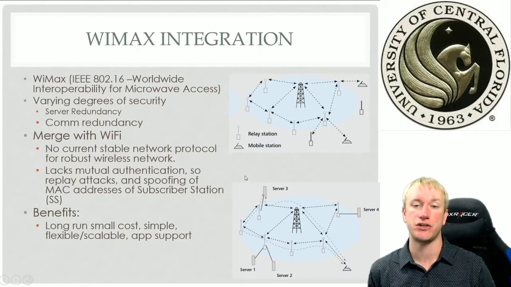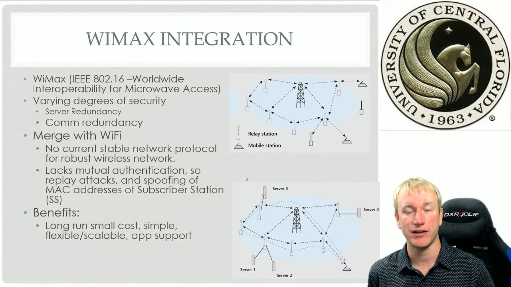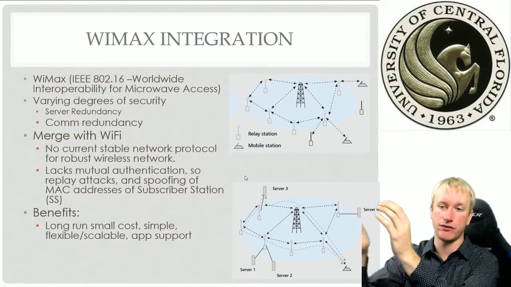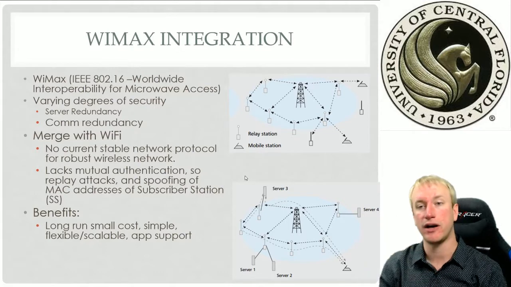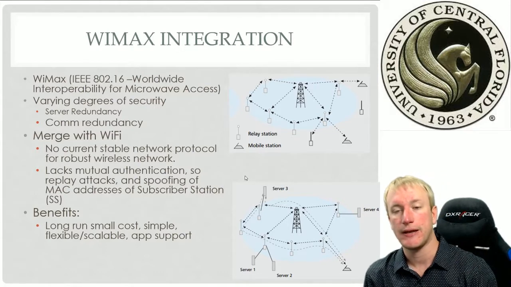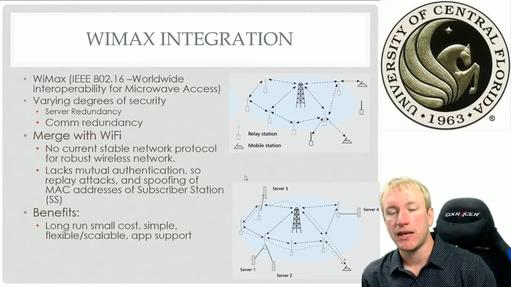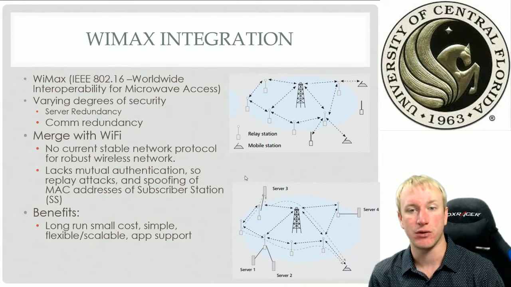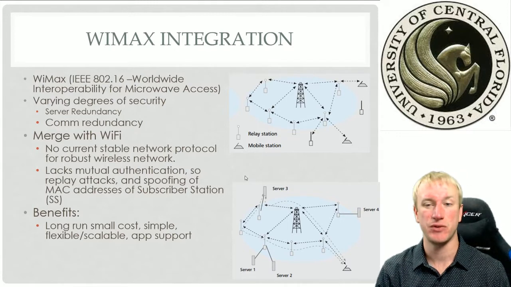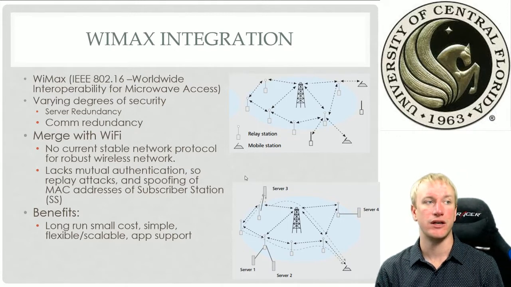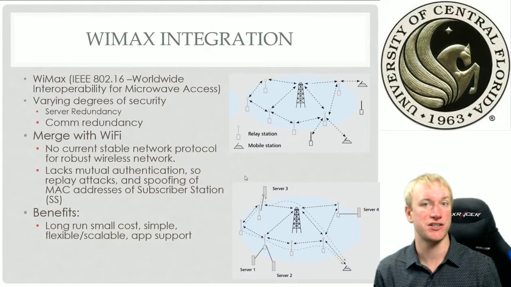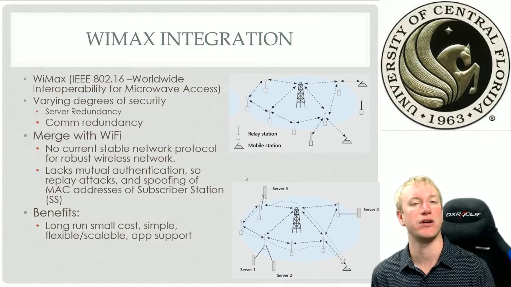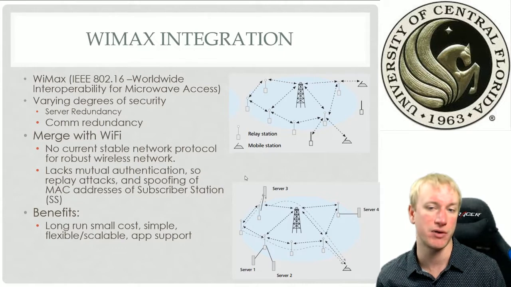There has been a lot of research into trying to merge Wi-Fi and WiMAX. So say I want 2 WiMAX nodes, and then after this WiMAX node, I want a bunch of different little Wi-Fi nodes to connect to. The current opinion on that is it's not currently stable or robust enough for a true wireless network. The reason is because it lacks the mutual authentication needed for protection against replay attacks or MAC spoofing. So because of that, it hasn't been truly integrated or used globally widespread yet.